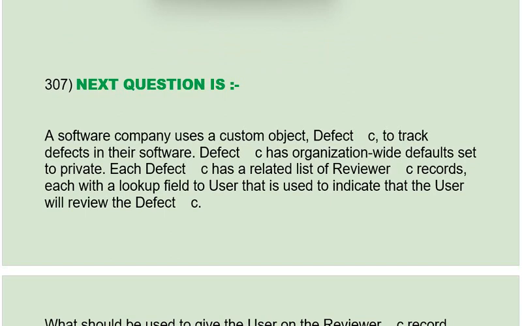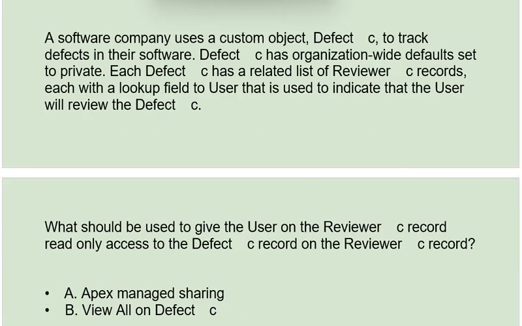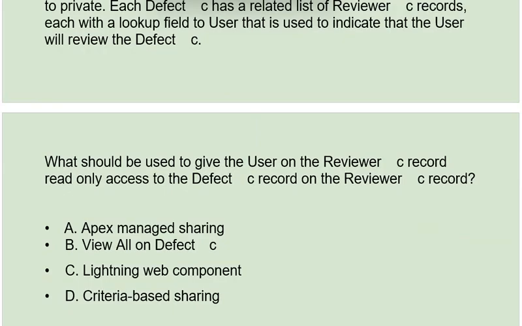Question: A software company uses a custom object Defect__c to track defects in their software. Defect__c has organization-wide defaults set to private. Each Defect__c has a related list of Reviewer__c records, each with a lookup field to User that is used to indicate that the user will review the Defect__c. What should be used to give the user on the Reviewer__c record read-only access to the Defect__c record on the Reviewer__c record?